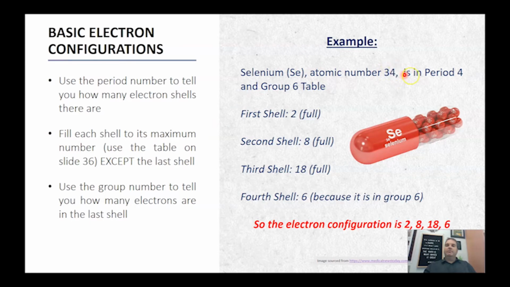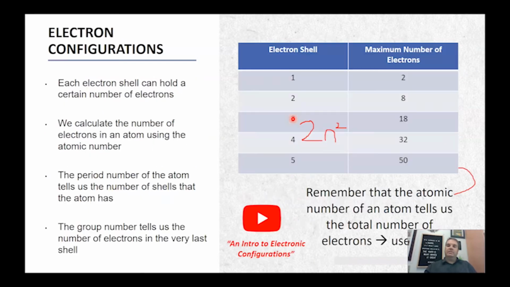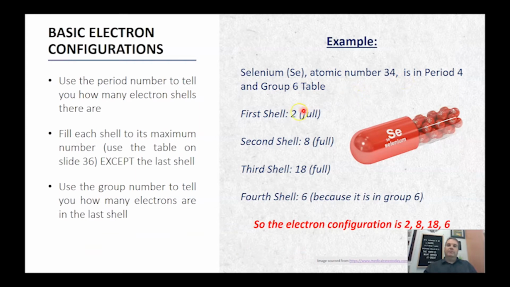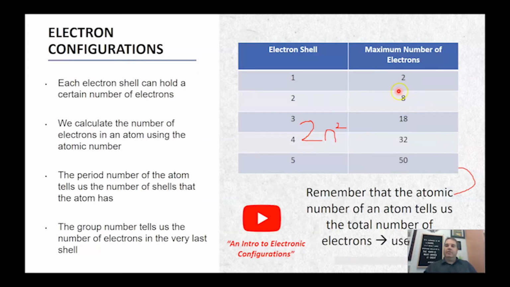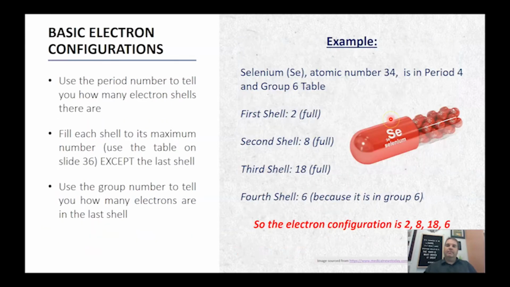I'll show you firstly. Selenium is atomic number 34, it's in period 4. So we're going to have 4 shells, and we're going to fill up each of these shells. On the last slide, we saw that the first shell can hold 2, the second shell can hold 8, and the third shell can hold 18. So here we've got 2, 8, 18. If you add those up, 18 plus 8 is 26, plus 2 gives you 28. So we've got 28 electrons so far in these first 3 shells.